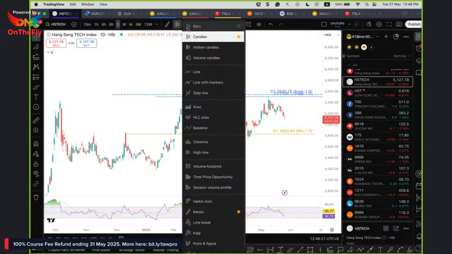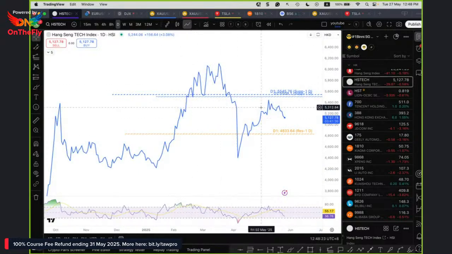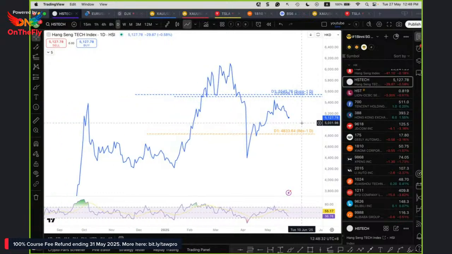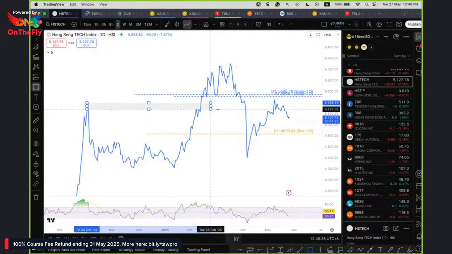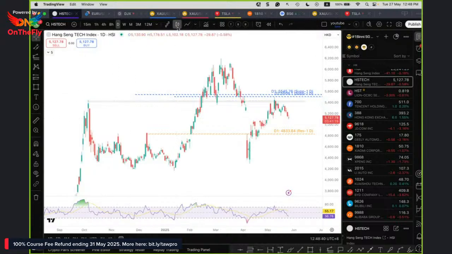And what is that? Take a look at the line chart here. This seems to resemble a little bit of a head and shoulders pattern. This is Hang Seng Tech. It's scary, after I've shown you this pattern, that this one is a resistance level. Where is this resistance level coming from? Take a look at the previous high here. So this was the previous high.